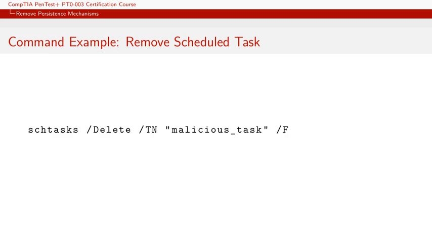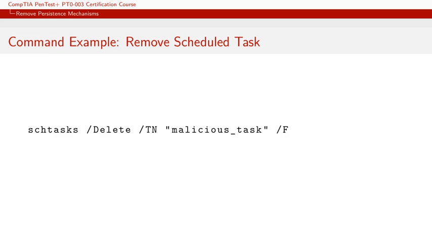schtasks is the command line tool used to manage scheduled tasks. /delete specifies that you want to delete an existing task. /tn stands for task name, followed by the name of the task you wish to remove, in this case, maliciousTask. /f forces the deletion of the task without any confirmation prompt.